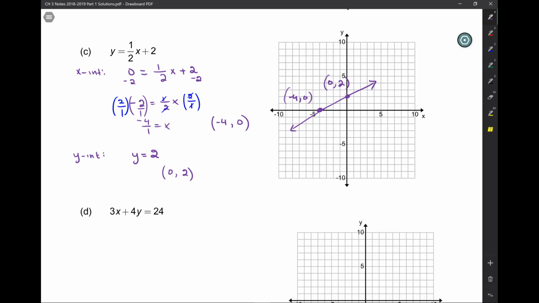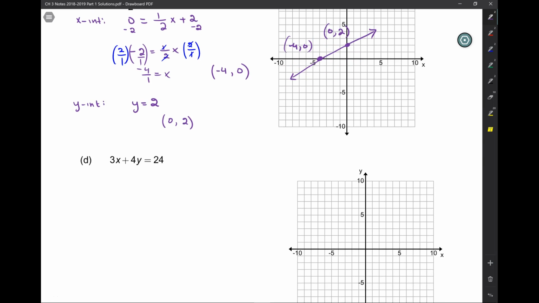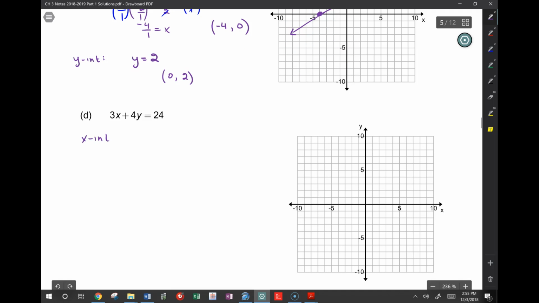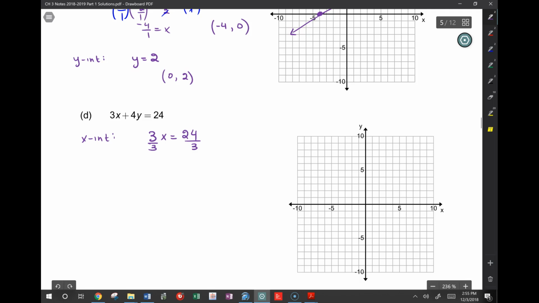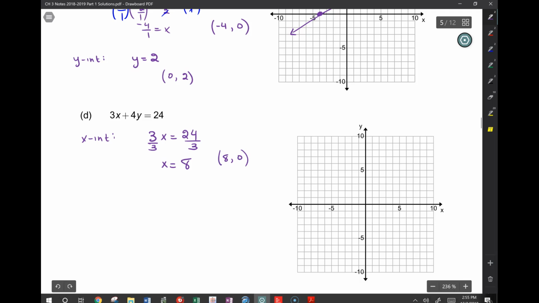Okay. Now we're gonna do this next one together. Okay. So for the x-intercept, y is gonna be 0. So it's 3x equals 24. Divide by 3. Divide by 3. X equals 8. So it's 8, comma 0.